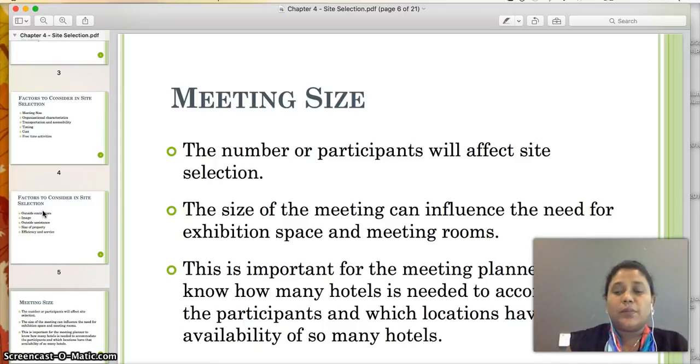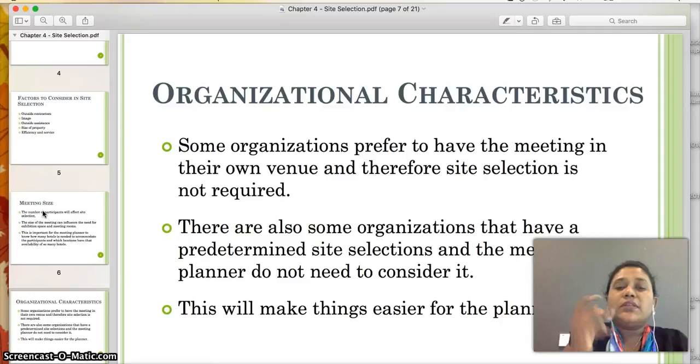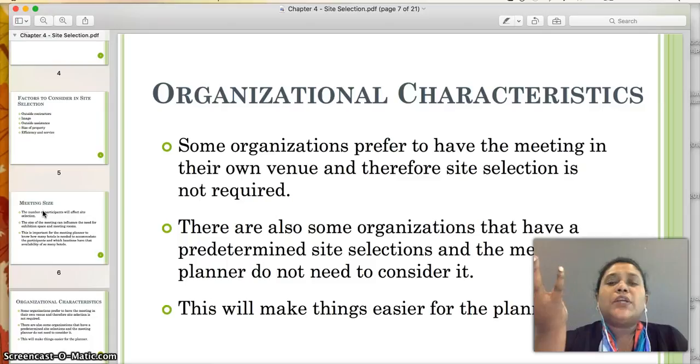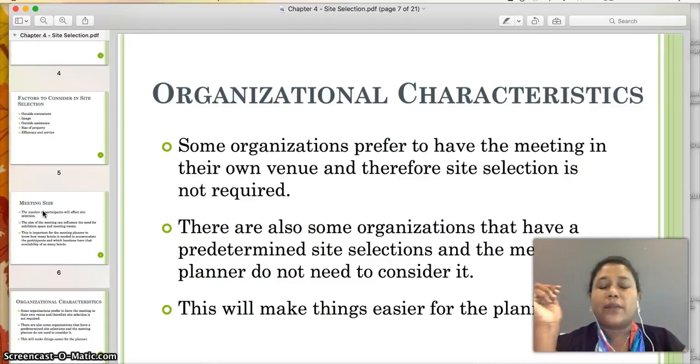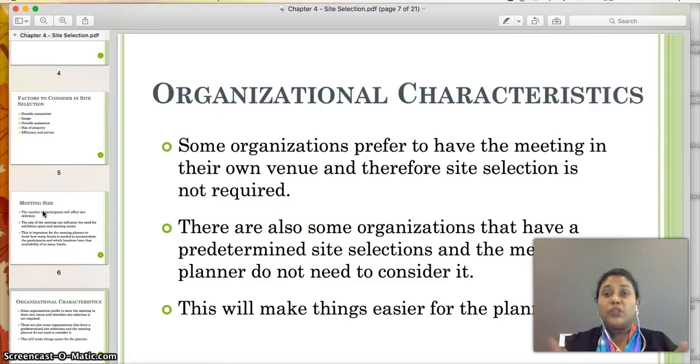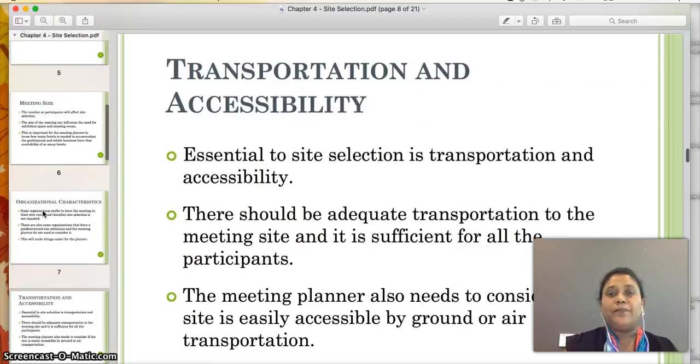So you need to know the number of people and the organizational characteristics. What do you understand by that? Now, this one refers to what you are going to decide. Some organizations prefer to have the meeting in their own venue, and therefore site selection is not required. Basically, any event that happens here in Taylor's, we do it in our own campus because we have so many venues around, right? So this all depends upon the organization. So who is going to conduct it, and what is the plan, right?